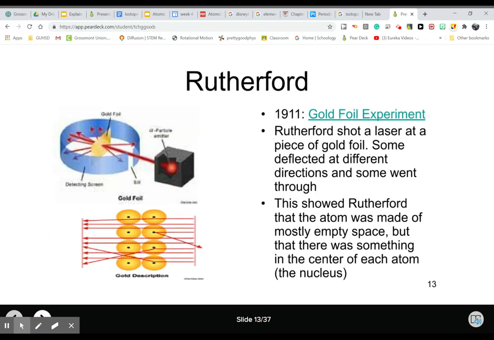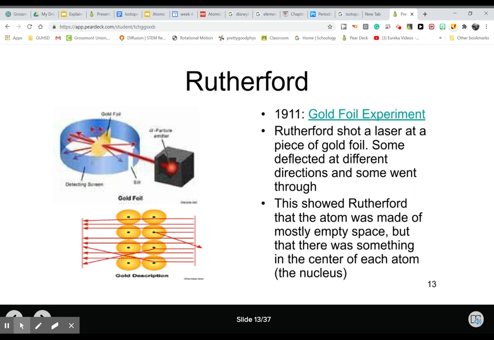Now, Rutherford is my favorite in atomic theory. So I'm going to really ask you who Rutherford is and what he did. He's credited with the gold foil experiment, and this is really the foundation of great scientific investigation. So you can go ahead and watch this quick little video right here. Each of these videos is about 2 minutes long.